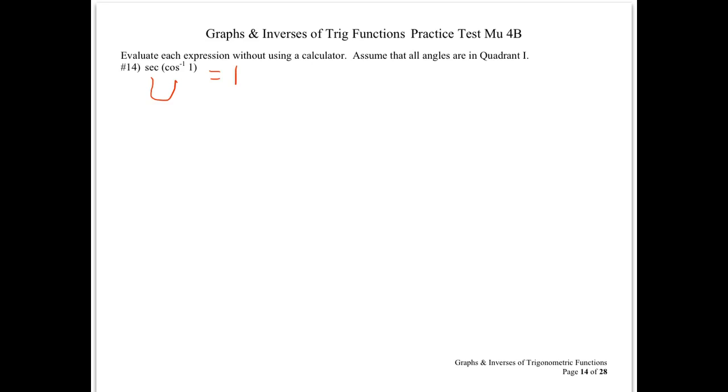If you'd like to see some work, let me show you some work. Cosine inverse of 1. Cosine is x over r. For x to be 1 and r to be 1, it's got to be over yonder. The directions say assume angles are in quadrant 1. Technically this is not in quadrant 1. It's on the x-axis. I apologize for that. So, in this location, it's 0 degrees.